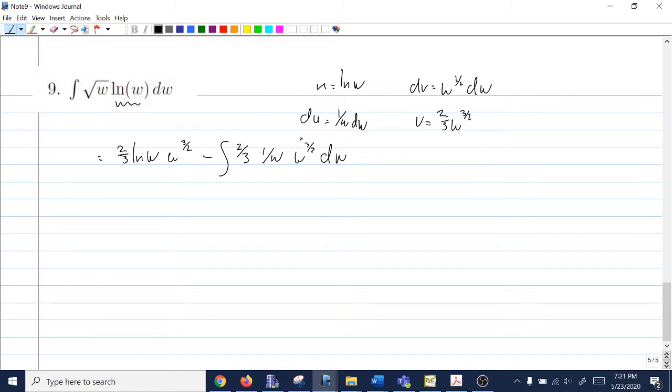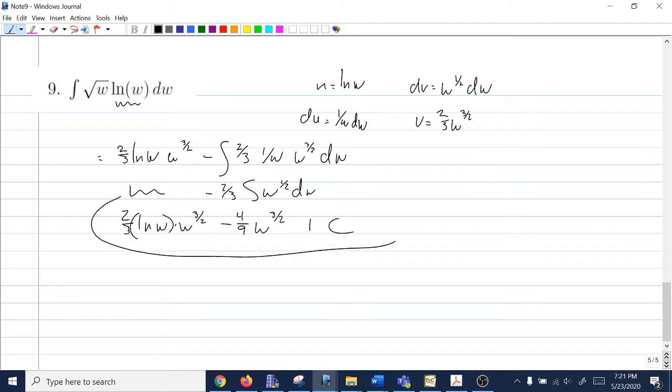1 over w times w to the 3/2 is w to the 1/2. And I can integrate that. Integral of w to the 1/2 is going to be w to the 3/2. Stick out an extra 2/3 times 2/3 is 4/9. There's that part. I get 2/3 natural log w times w to the 3/2 minus that thing plus a constant. There's number 9.